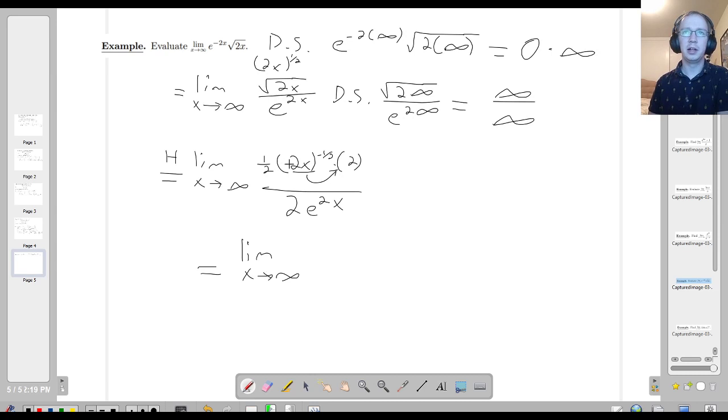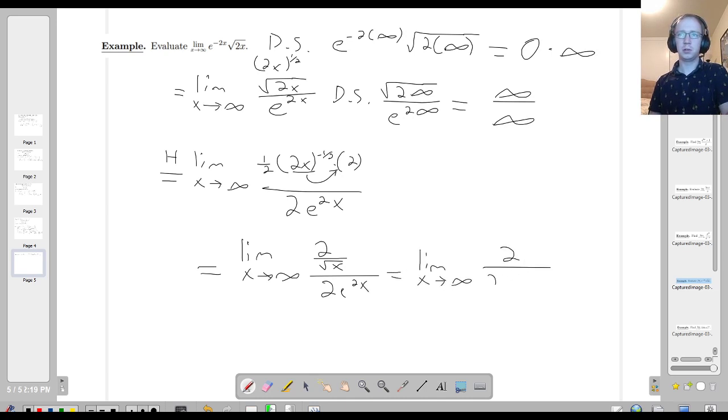So let's see, I've got 1/2 times 2 times 2, so that's 2 over the square root of x. And then on the bottom, I've got 2e to the 2x. Okay, so it took some work, but I got there. And now I want to rearrange this even more. I don't like a fraction divided by a fraction. So let's write this as 2 over 2 root x e to the 2x. And in fact, I can even cancel out those 2's.